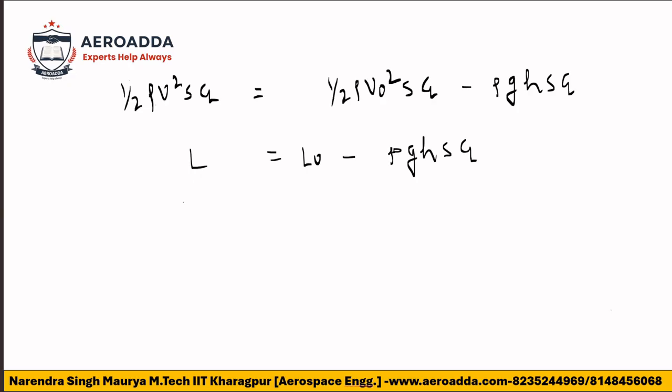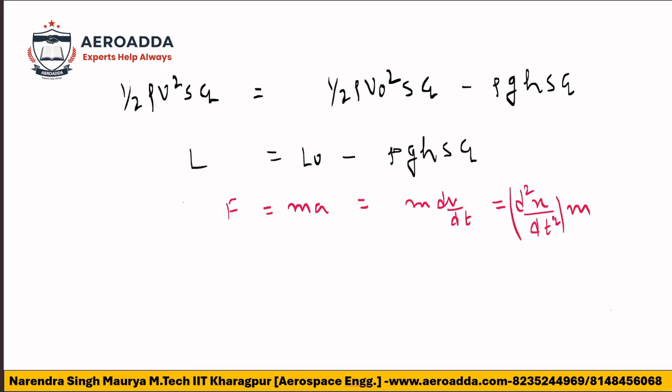Just replace, because you know F is nothing but M a as per Newton's second law. It is nothing but M dv by dt. Correct? Also, if you are writing in terms of the distance, dv by dt you can write as d square x by dt square. Correct? That dv by dt you can write like this, and then you have mass.